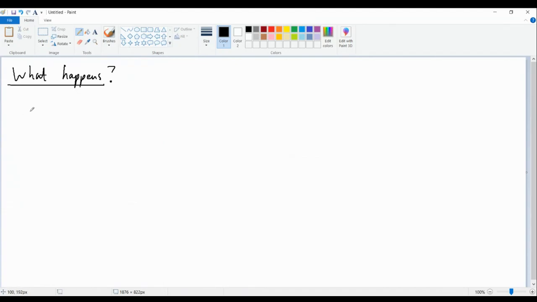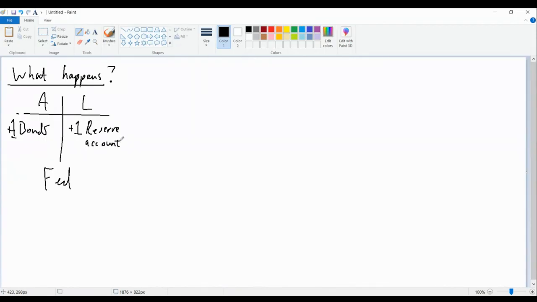So actually, I can draw this quickly. At the Fed, liabilities, assets. They bought some bonds. Let's say they bought $1 million of bonds, and they credit the account of whichever bank or banks they bought the bonds from with an extra $1 million.